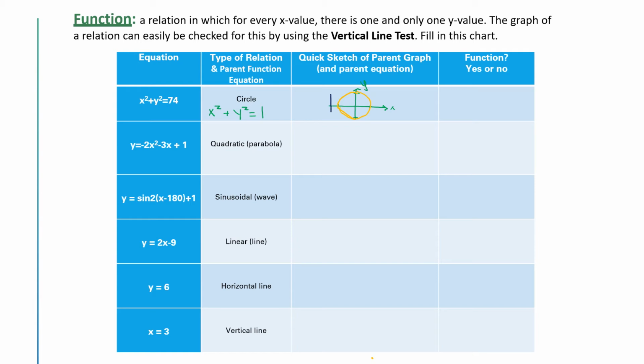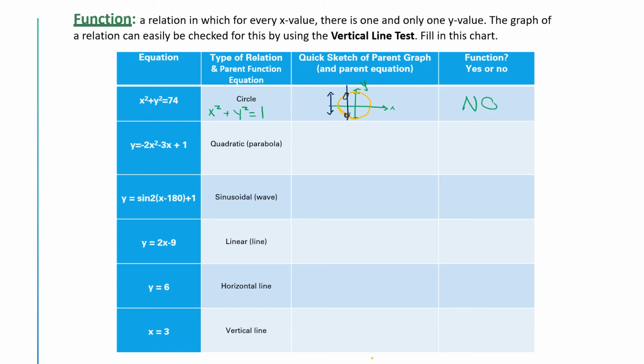So I could draw a vertical line right here. There's a vertical line. It doesn't cross my circle at all. That doesn't count. If there's any place at all I could draw a vertical line like here that crosses my function more than once, then it's not a function. So this one crosses twice here. So if you can find any spot at all on your graph where it's going to cross more than once, then it's not a function. Not a function.